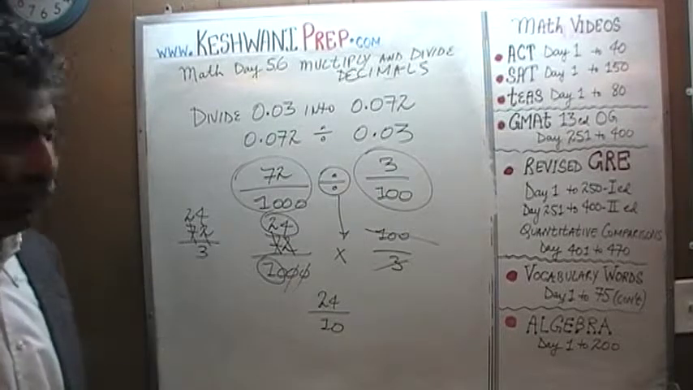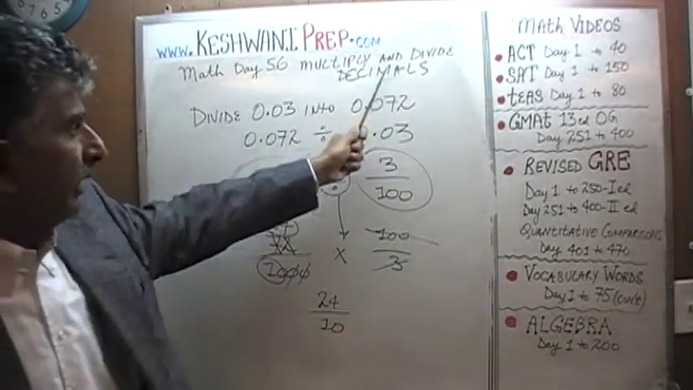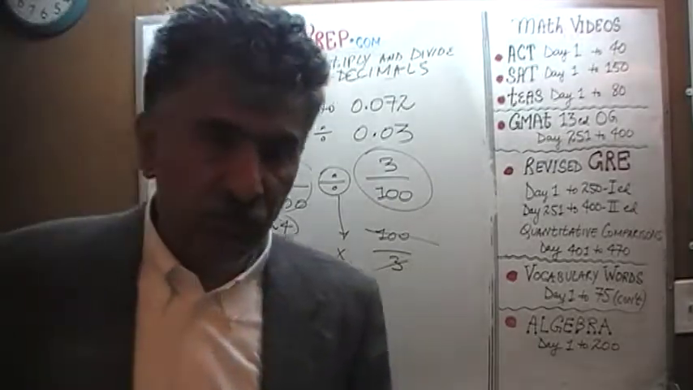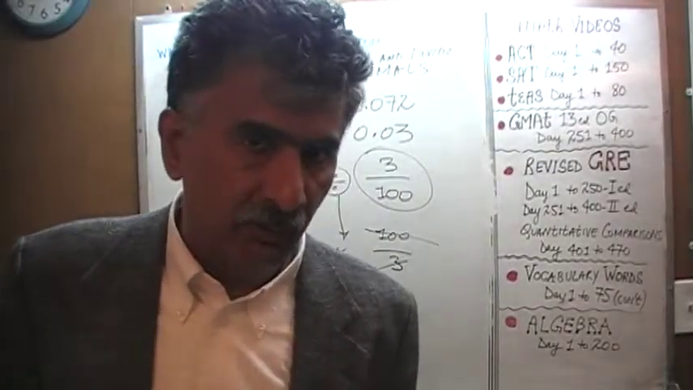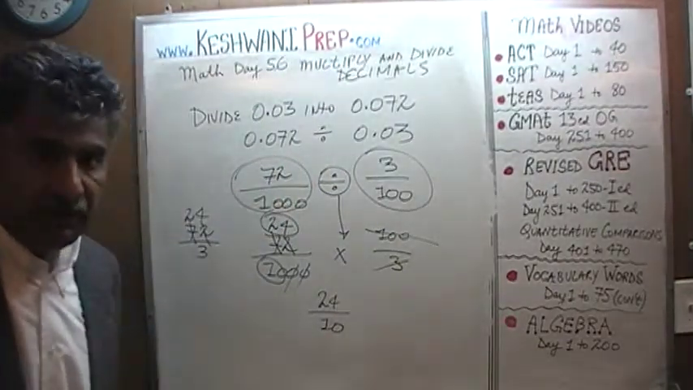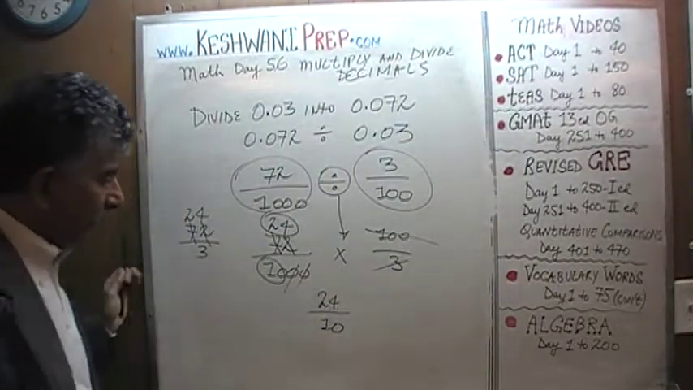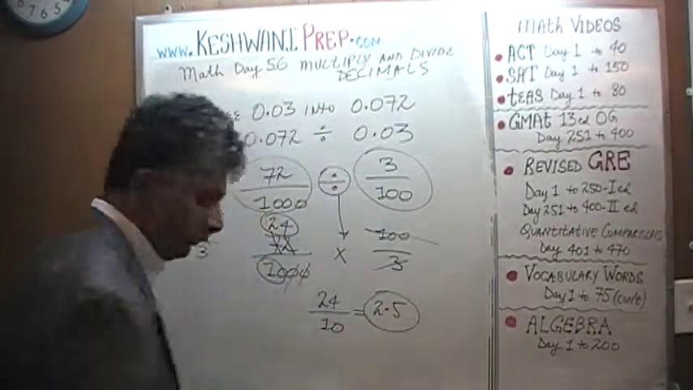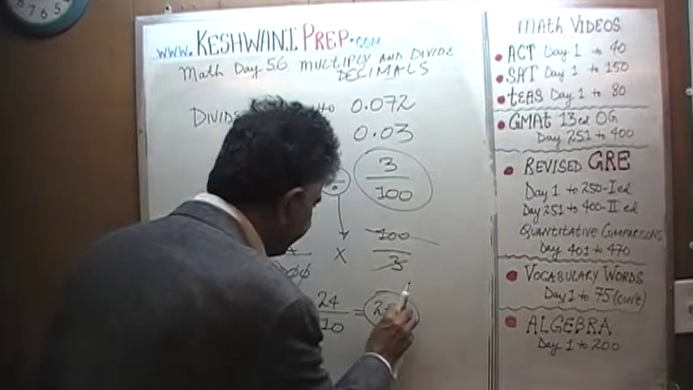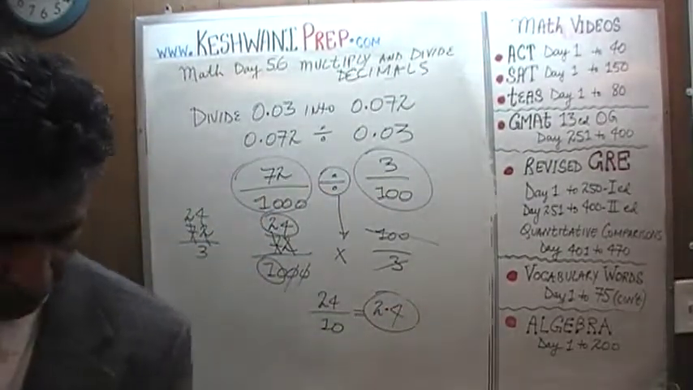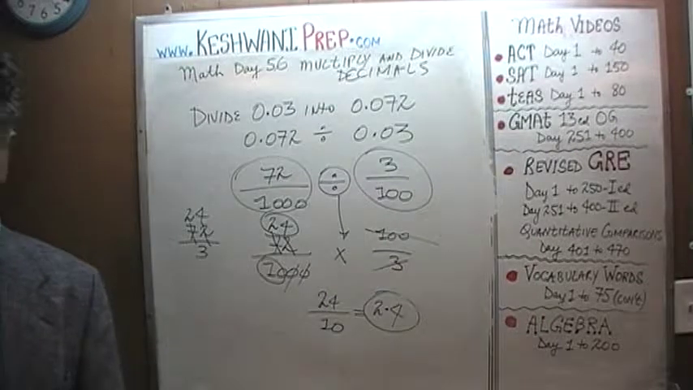There is no need for it because since we're dealing with multiplying and dividing decimals, in the real exam the answer choices are going to be laid out in front of you in decimals. If you stop right here, it'll be easier. 24 divided by 10, we know, is 2.4. And that's our final answer. 2.4 is the correct answer.